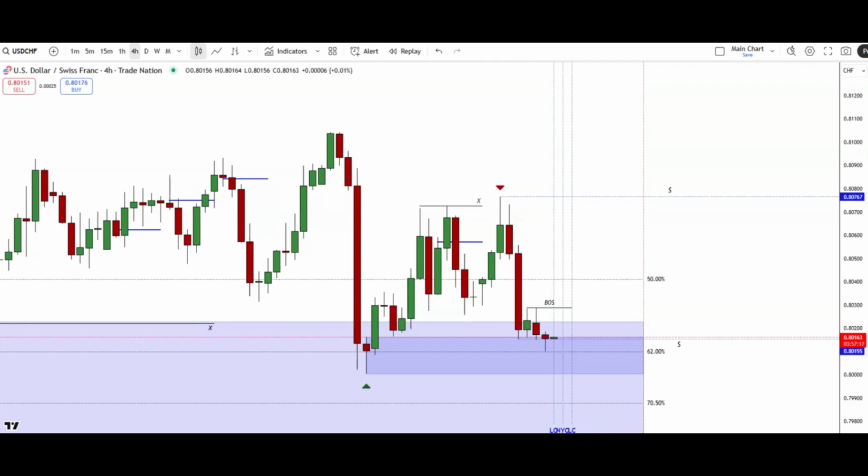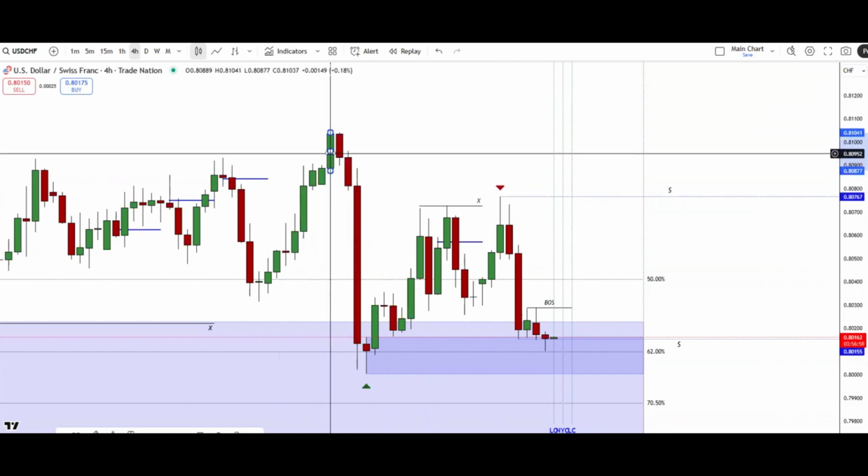And then once we've mitigated that, I'm looking for a combination of a previous daily high or low to be swept in the direction. So for example, in this case, I was looking for this area here to be swept and we didn't quite get there.